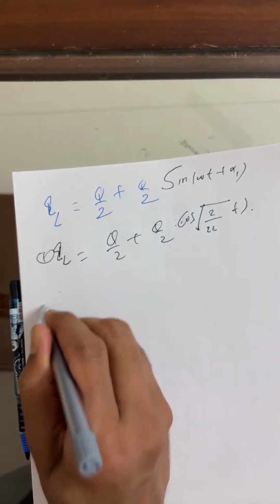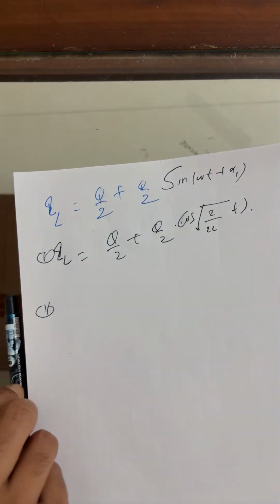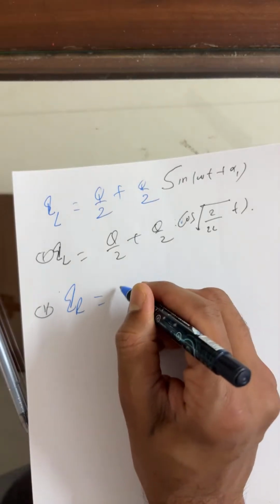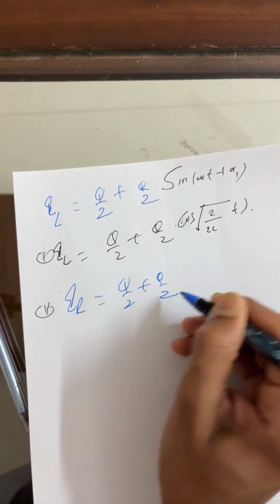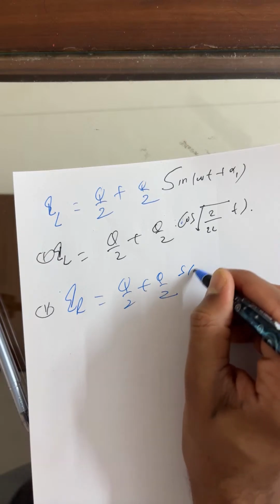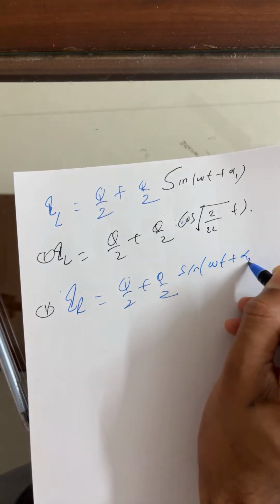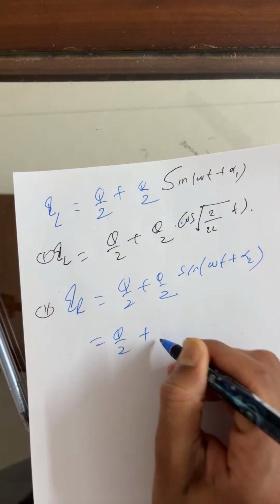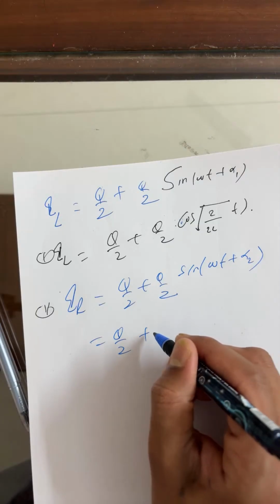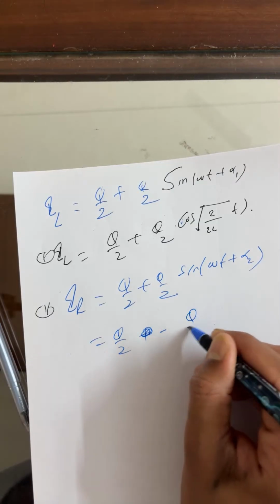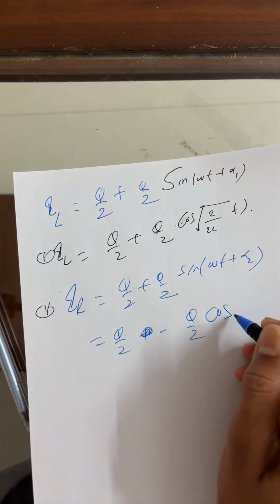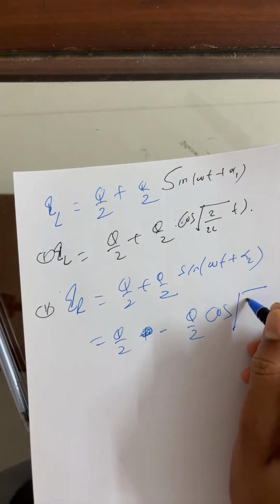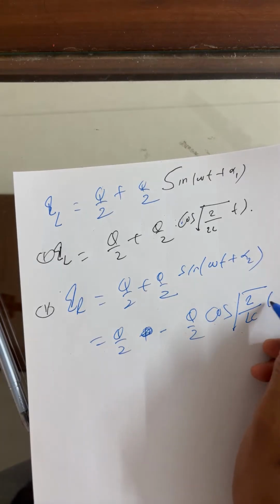Now beta, I can write next the charge on resistor. So this is Qi2 students, omega t plus alpha by 2. So this is Qi2 minus Qi2 cos of twice upon LC into time.